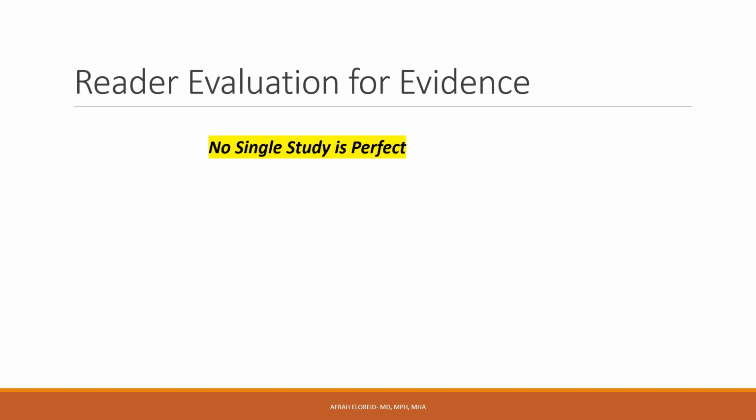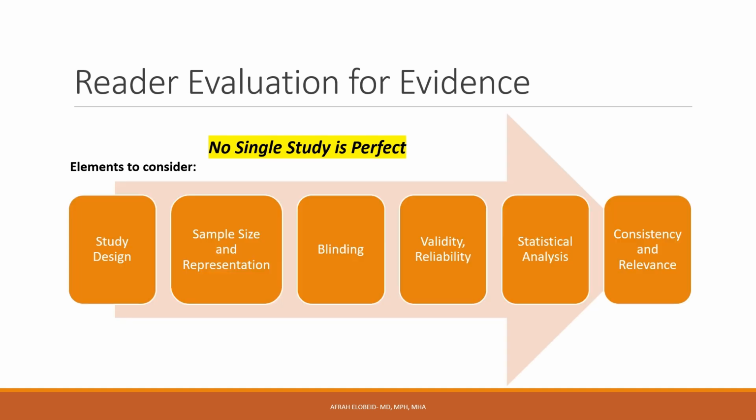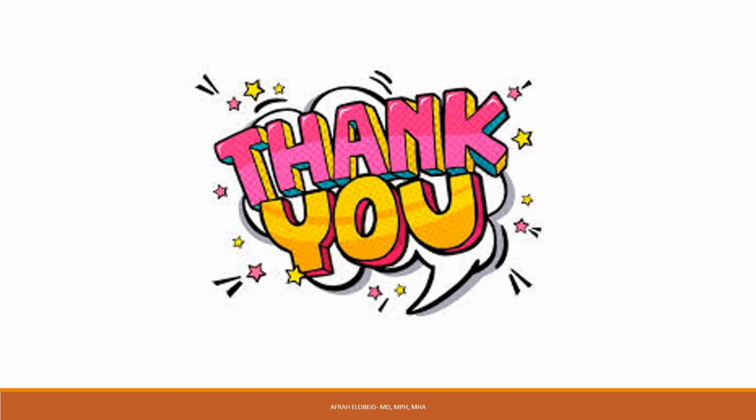Other than the organizational evaluation, there is a reader evaluation of evidence. We have to know that no single study is perfect, because each study must have some limitations and some biases. That's normal. You just have to consider some elements while reviewing the evidence. Remember to check the study design, the sample size and the representation of that sample. You need to look at the blinding of the study and its validity and reliability. And most importantly, the statistical analysis used, and, all in all, the consistency and relevance of the data that's between your hands.